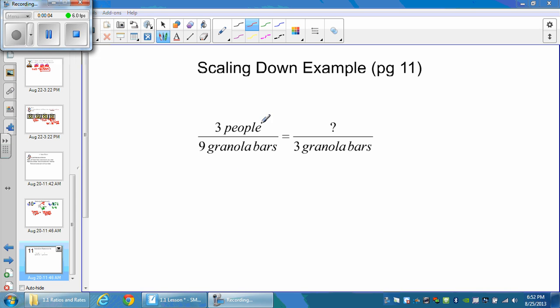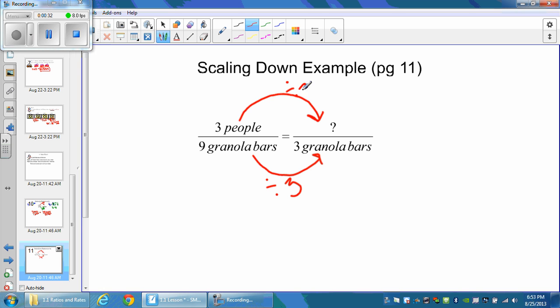Sometimes you will get a proportion where you're trying to solve for the missing part and you have to scale down instead of scale up. For example, we have 3 people to 9 granola bars. So how many people is that for 3 granola bars? Well, since we went down here, I can see that 9 divided by 3 gives us this 3. So I need to say 3 divided by 3, okay, well that equals 1.